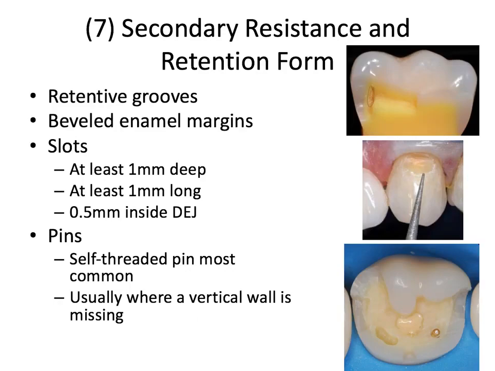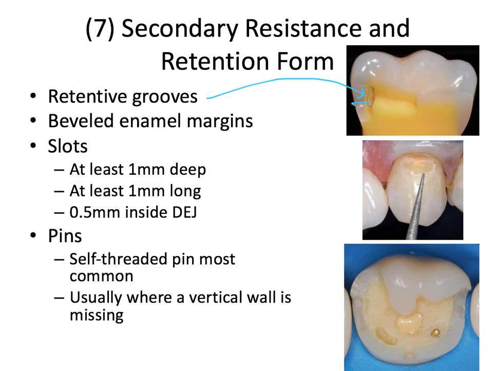So now we can think about, once all the caries are removed, the pulp is protected if needed, we can think about secondary resistance and retention features. So these include things like retentive grooves. These are little shallow grooves that are placed often with a 169L or a quarter round burr just inside the dentin enamel junction to help prevent displacement of the material.